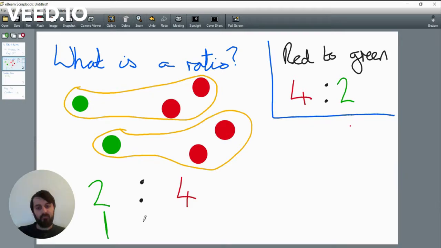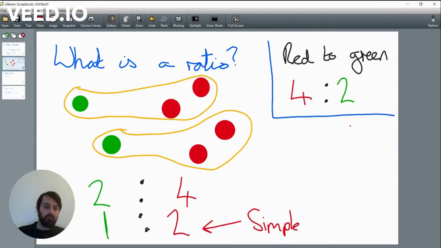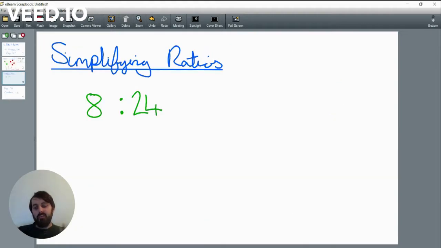ratio 2. So 1 to 2. These are both the same ratio, just like when you simplify a fraction, you get the same fraction. It's just this one's simpler. So probably better, even though they're the same, really. Okay, we'll move on then. Hopefully that's okay. We'll move on to simplifying ratios.